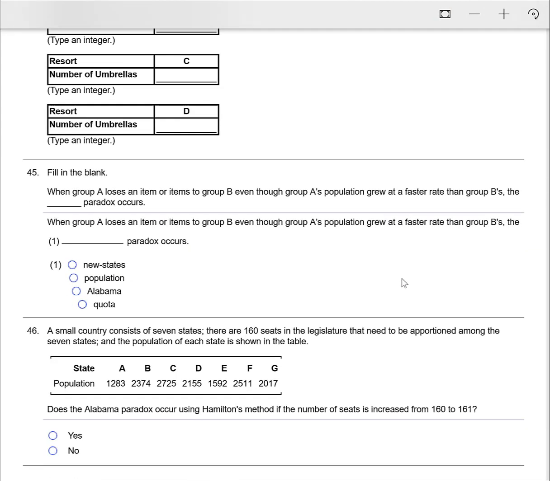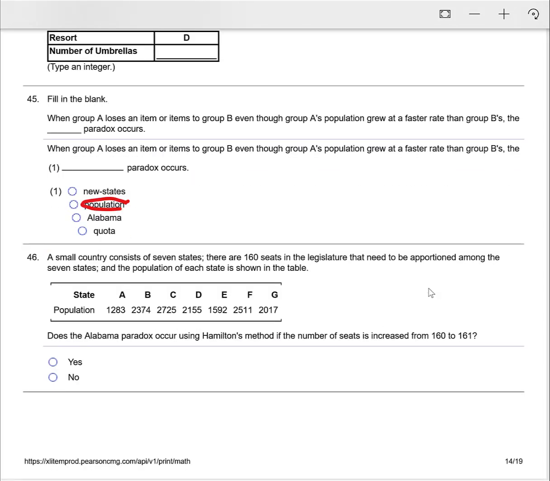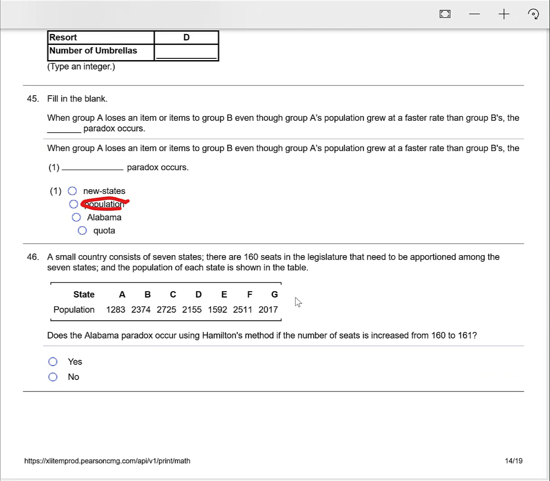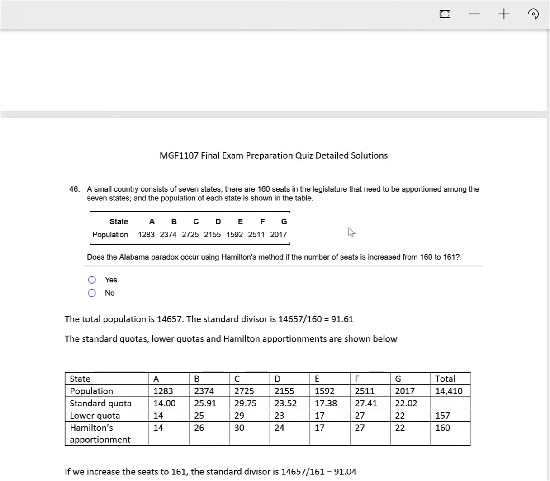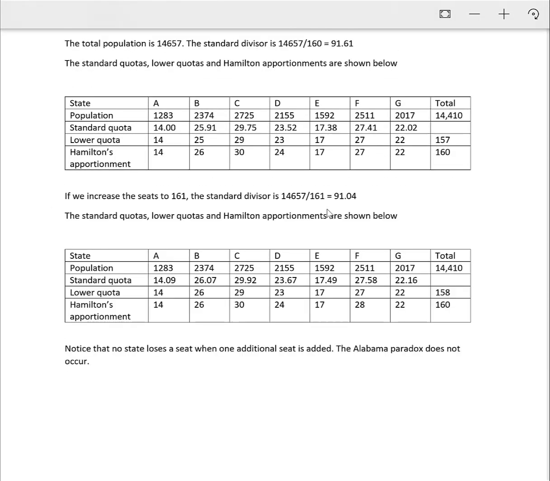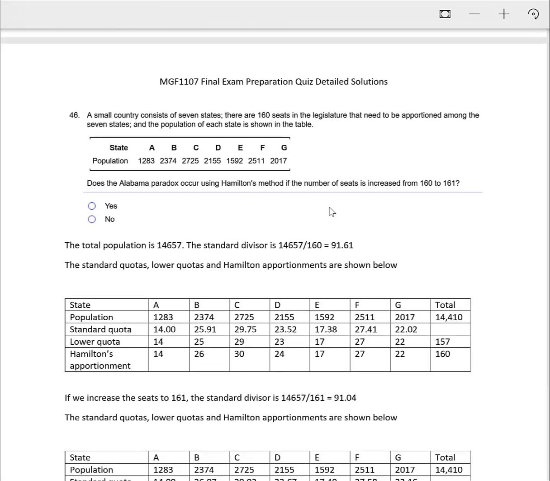All right, number 45. When A loses an item or items to group B, even though A's population grew at a faster rate than B's population, this is known as which paradox? This is called the population paradox. And now we're going to look at an Alabama paradox. Let's go over to the detailed solutions for number 46. We're going to see if the Alabama paradox occurs if we increase the number of seats from 160 to 161.